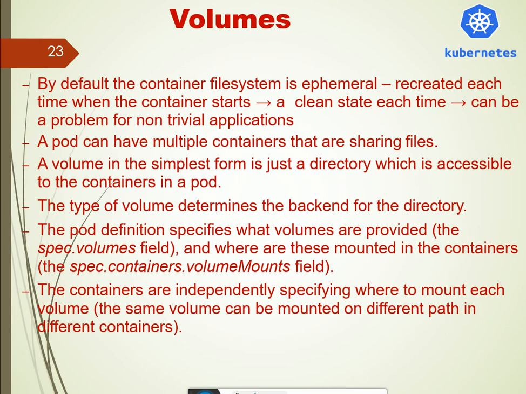The type of volume determines the backend for the directory. The pod definition specifies what volumes are provided, in the spec volumes field, and where these are mounted in the containers. The containers are independently specifying where to mount each volume. The same volume can be mounted on a different path in different containers.